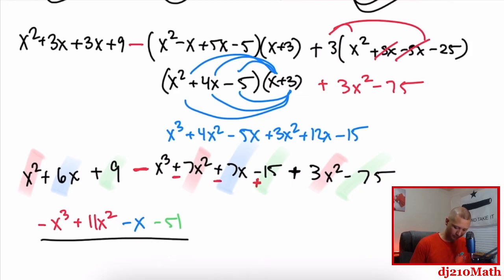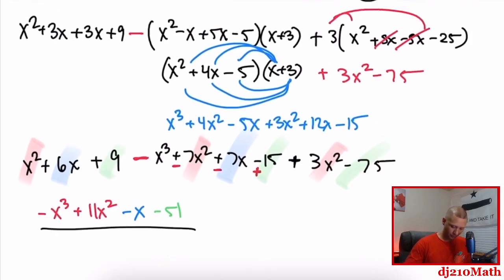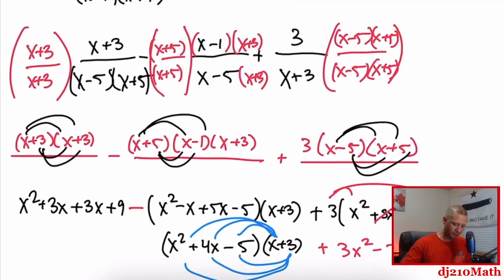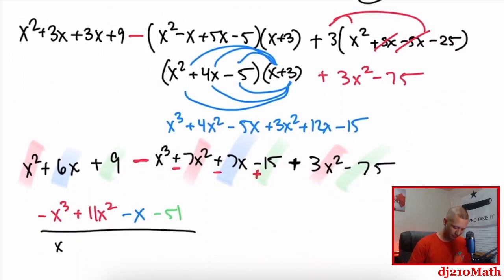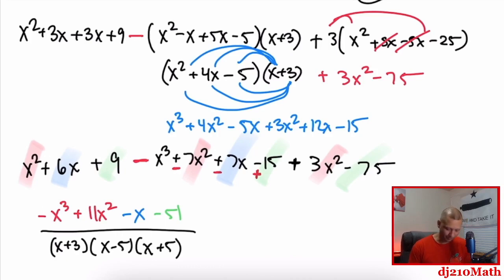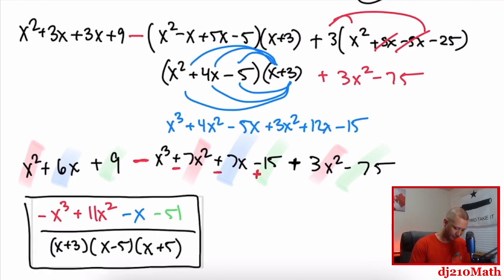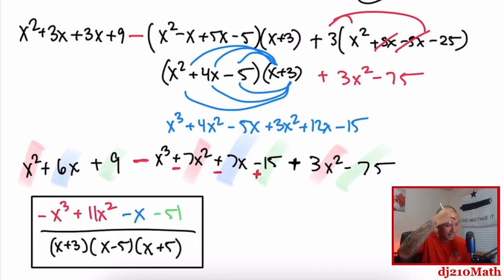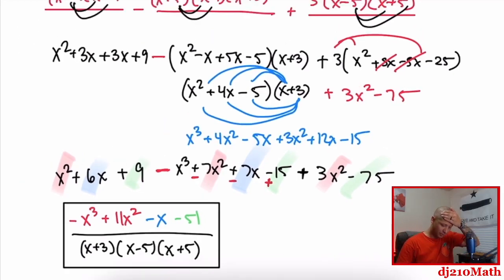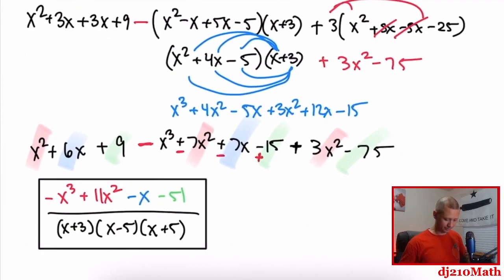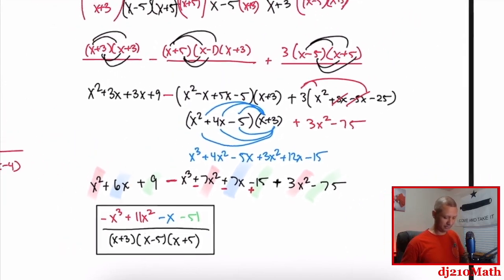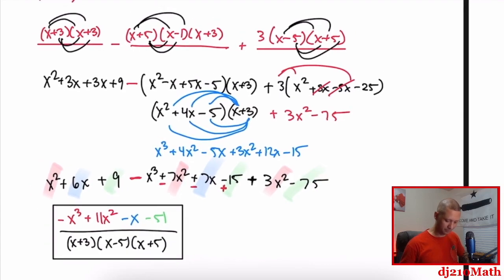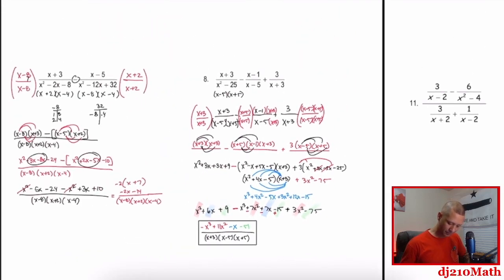And this is all over, what was the denominator? x plus 3, x minus 5, x plus 5. Bro, that's crazy. We did it though. It was like last problem difficulty. We're only on number 8. Hopefully it matches the key. If there's a mistake in here, leave it in the comments and let me know.